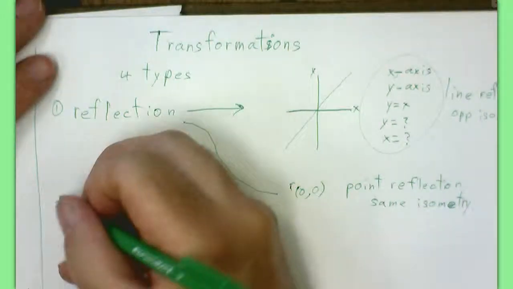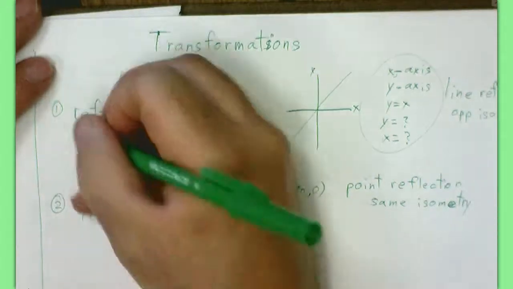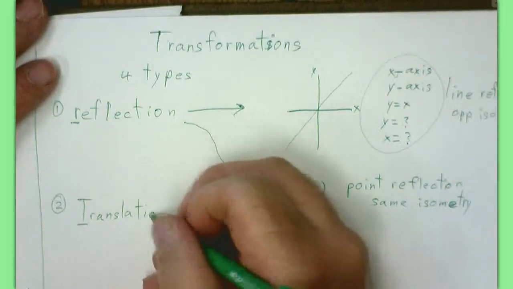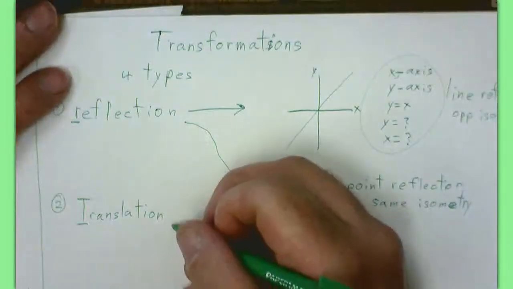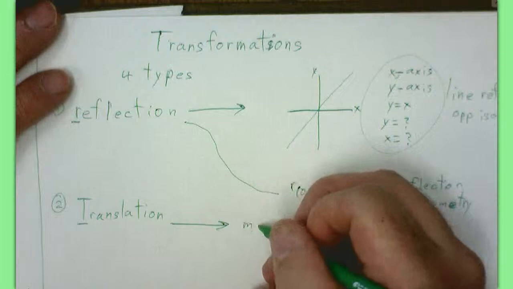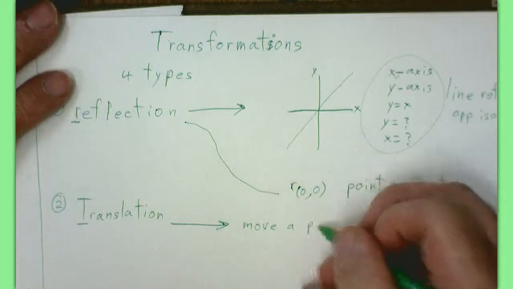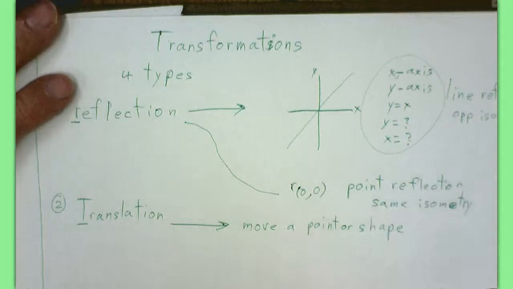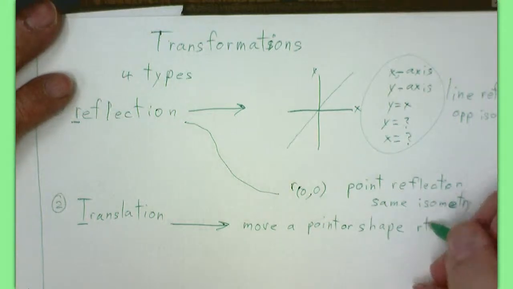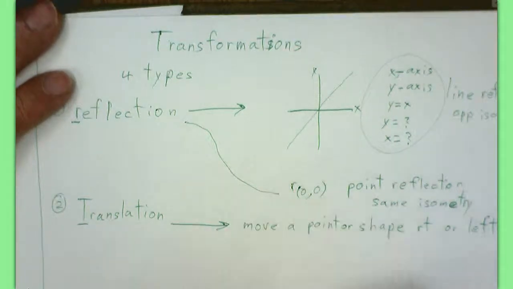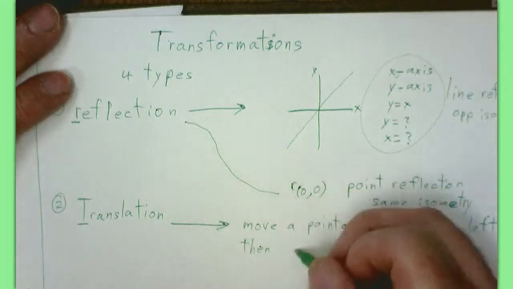Second type is a translation. Notice I made little r and capital T for the symbol that stands for translation. There's really only one type of translation. All we do is move a point or shape right or left, then up or down.